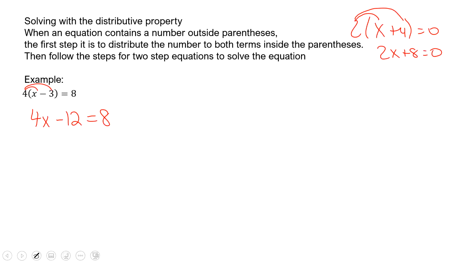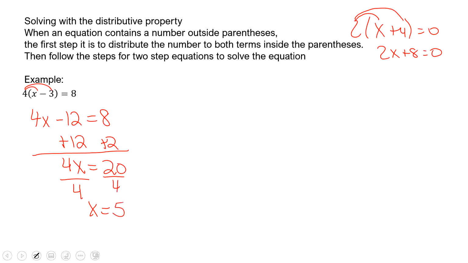Now from there we just go. We undo our addition or subtraction first. So we're going to add 12 to both sides here to undo that subtraction. We have 4x equals 20. Then we're going to undo our multiplication by division. We're left with x equals 5. So it's still not fully complex, tons of stuff going on, but you can see that we have some extra steps now, the distributive property, to get to our answer.